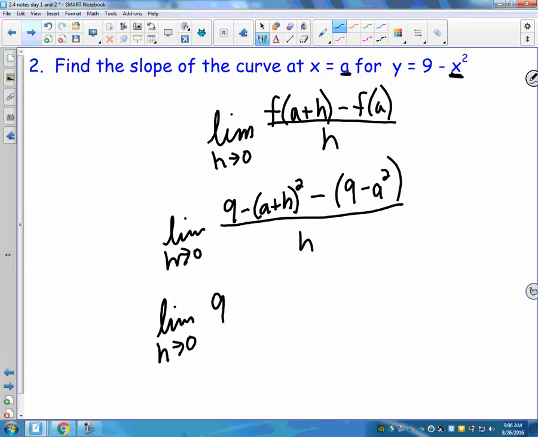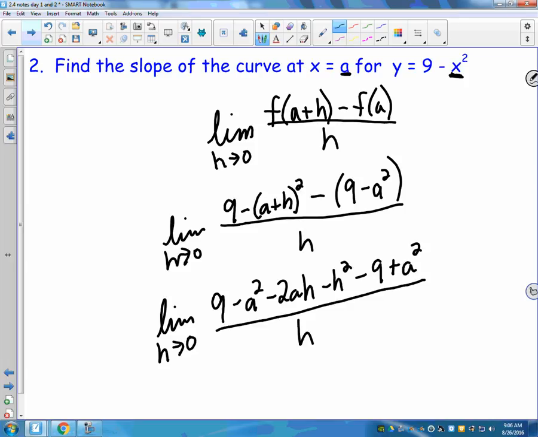So I would have 9, and I'm going to FOIL and distribute the negative at the same time. So that'd really be a squared, but it's minus a squared. It would be plus 2ah, because the negative in front makes it minus 2ah. And then plus h squared, just minus a squared, so that should be negative. Just FOILing that, it should have all been positive, but that negative sign in front makes it all negative. And then I get minus 9 plus a squared over h.